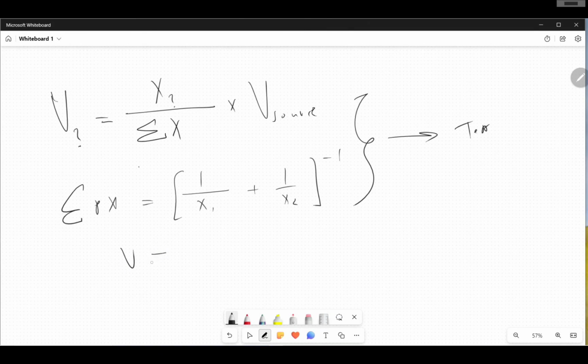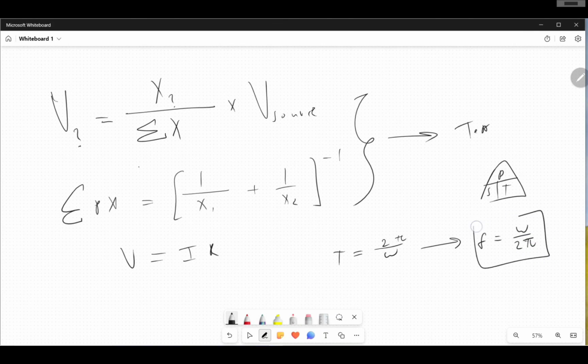Also, you can't forget V equals IR. You can also not forget that. Let me remember this one. It's D S T. I'm trying to remember something. If you want time, it's going to equal distance, which is 2 pi, all over speed, which is omega. Or you can use this one. The formula I was trying to remember is the frequency formula, which is going to be omega all over 2 pi. You need to remember this formula, obviously.